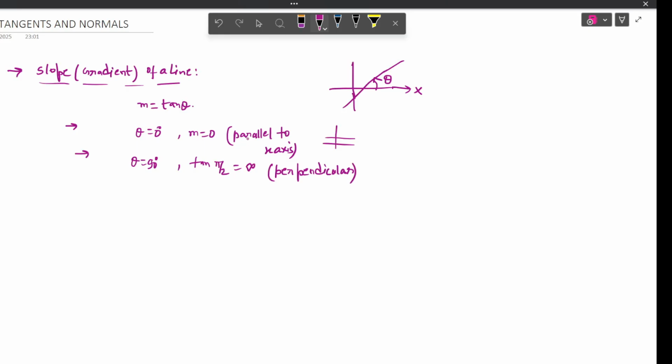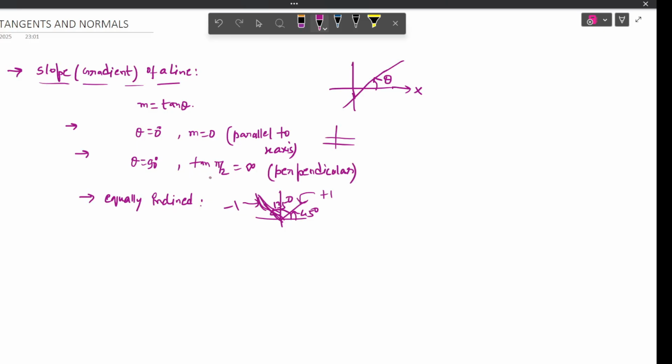Also, if a line is equally inclined with axis, what does it mean? Equally inclined means the scenario is something like this. This is equally inclined. So this angle would be 45 degree, and from positive x-axis this angle would be 135 degree. So slope of this line would be +1, tan 45 is +1, and slope of this line is -1, tan 135 is -1.